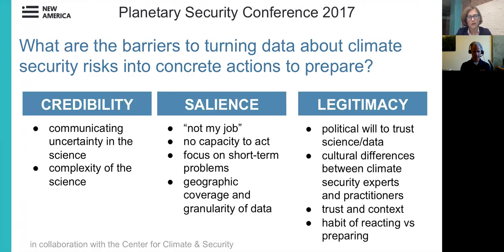Just to cover the top item in each category, one huge challenge to the credibility of the science connecting climate change and conflict is that there's a lot of uncertainty in the science around causality. And it's easy to get muddled in that scientific debate.